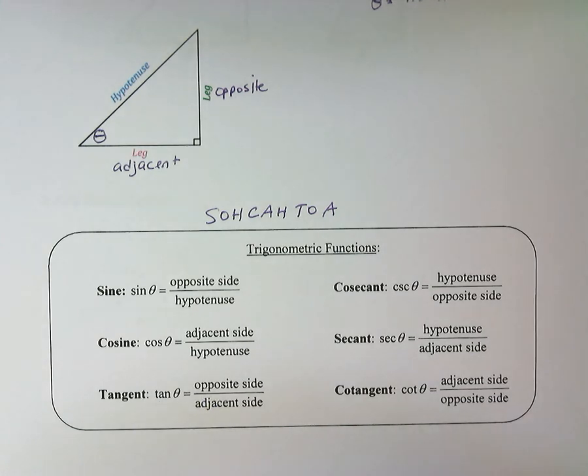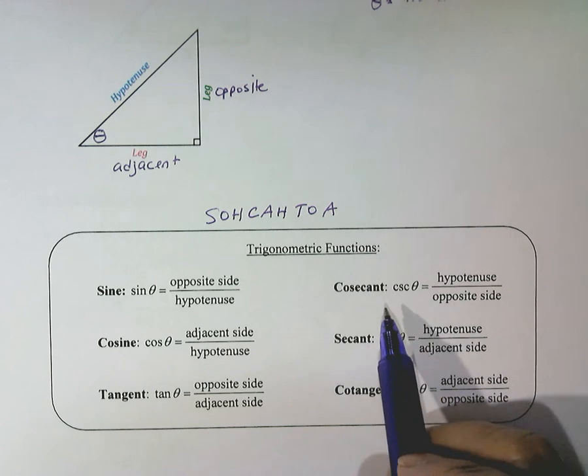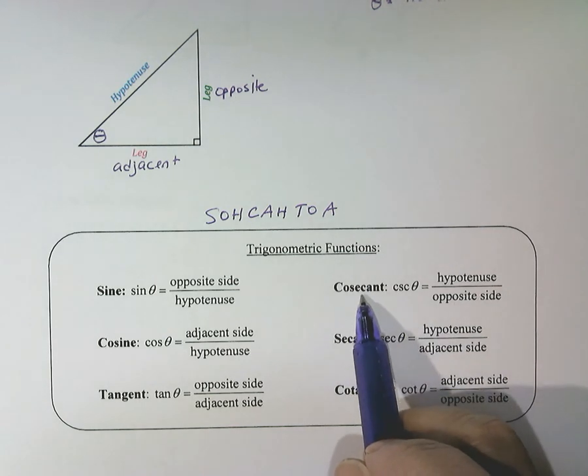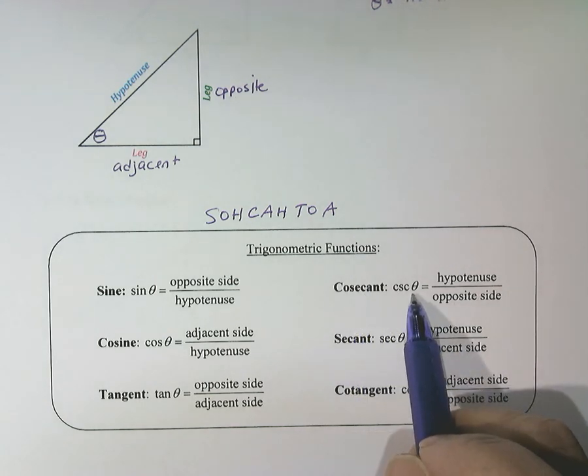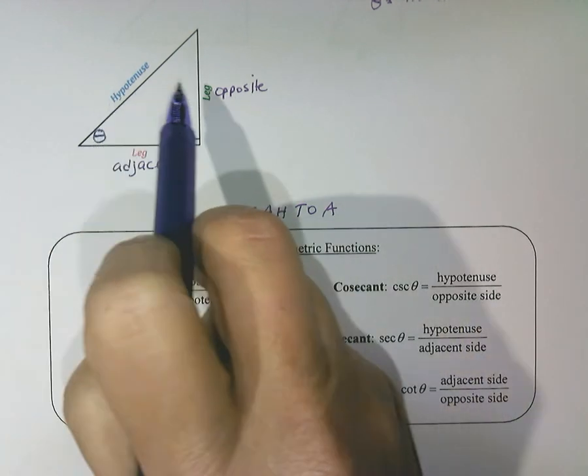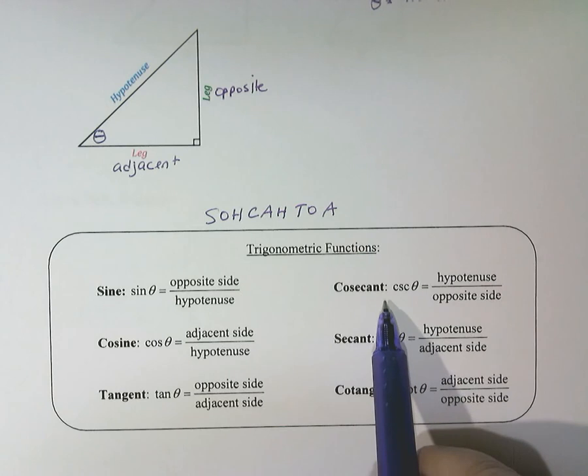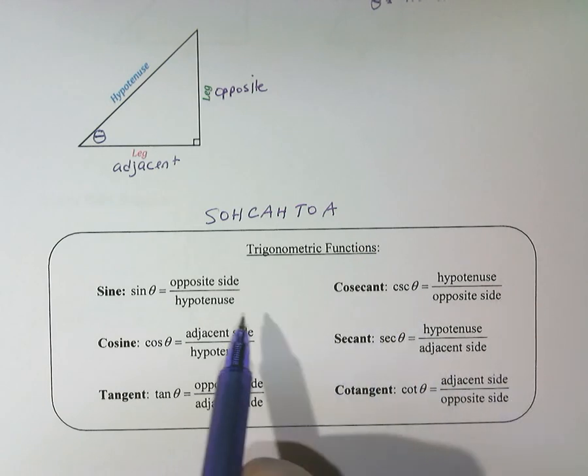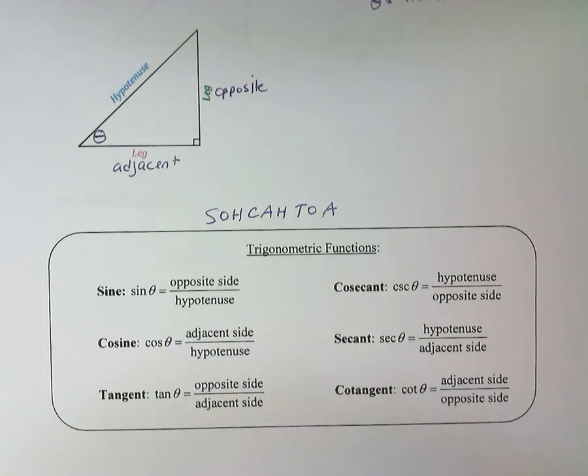And then we are going to add to that the cosecant. The cosecant of theta is going to be the hypotenuse over the opposite. So you're just taking the hypotenuse and putting it over the opposite. This is the reciprocal of the sine. That's why I always write it directly across from it.